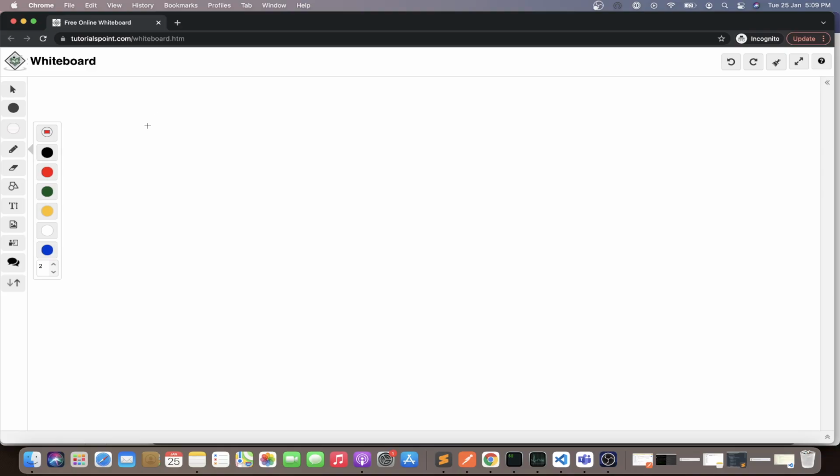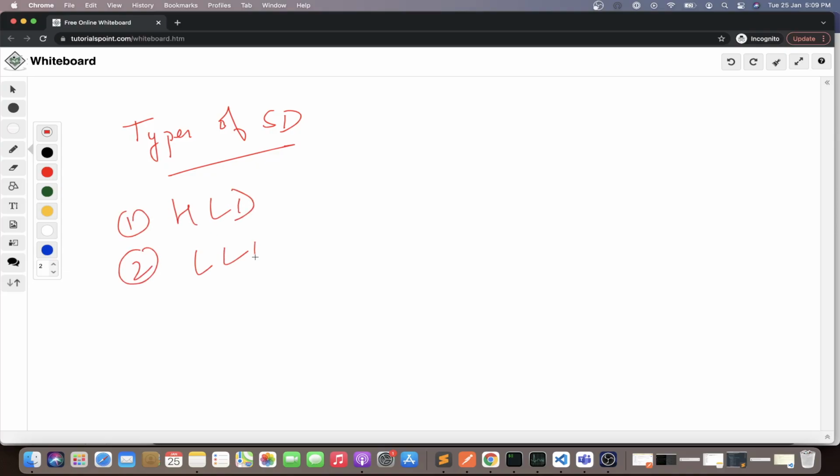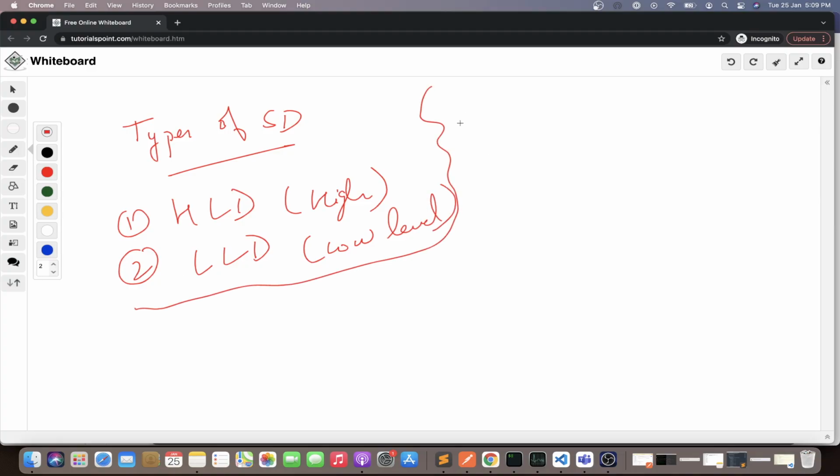So, welcome everyone. Today we learn about different types of system design: high level and low level design. This is the high level and this is the low level. In this lecture, we'll focus on the high level things. What does high level design look like and what exactly is high level design?